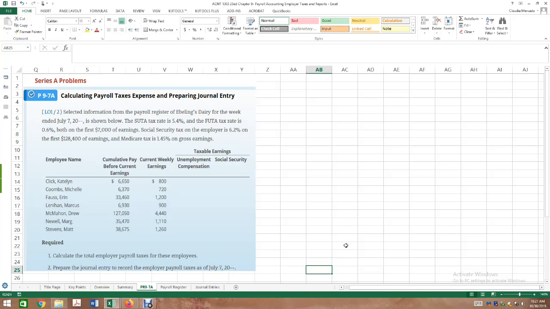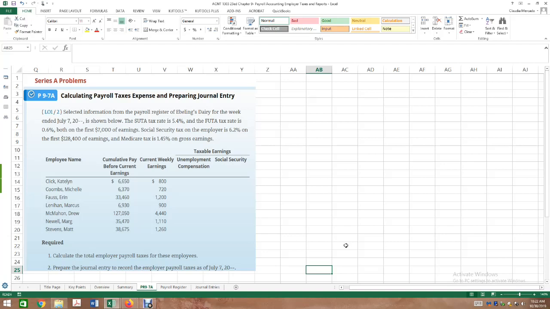Then we have the employee names. We have the cumulative pay before current earnings. This is the amount that the employee has earned before this week's pay period, the current cumulative pay before this next paycheck. Now, during this week, we have the weekly earnings. This is how much money each employee earned this specific week.